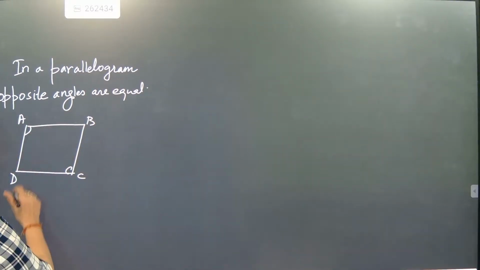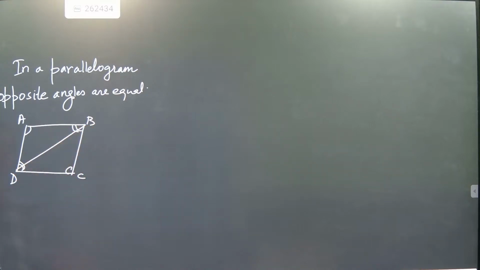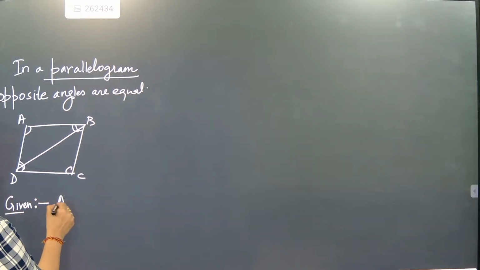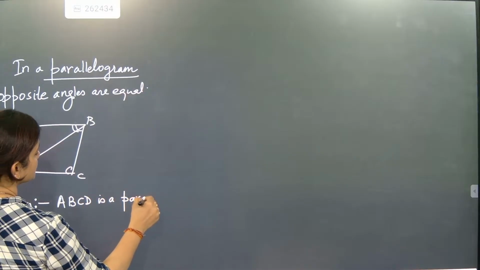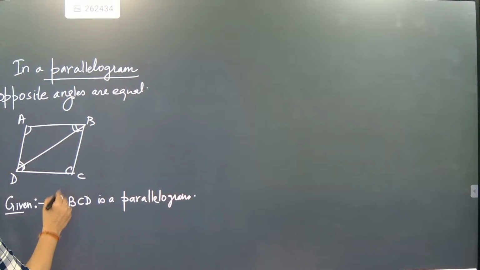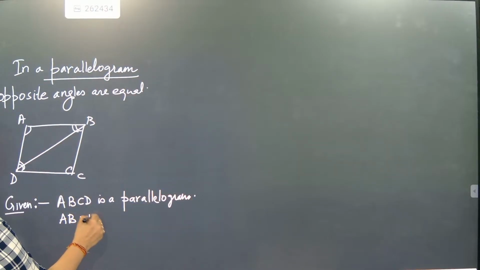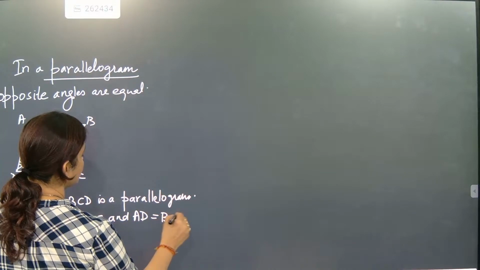In a parallelogram, opposite angles are equal. So this angle will be equal to this angle. But first we are going to draw this one. Now with this, what all things can we say, because it is already given a parallelogram. So we will use the property of parallelogram. Given ABCD is a parallelogram. That means AB is equal to DC and AD is equal to BC.